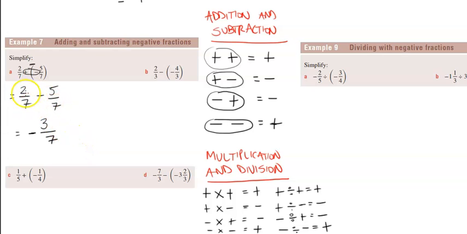In other words, if you had 2/7 of something, and you take away 5/7 of that thing, obviously you're taking away more than what's there. So you end up in the negative quadrant.